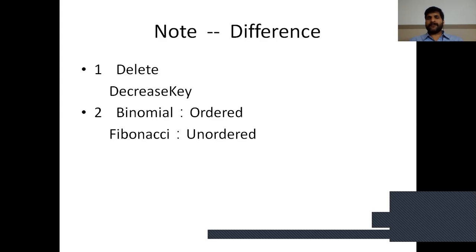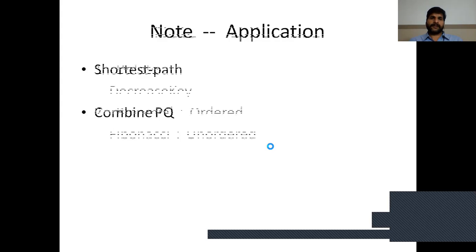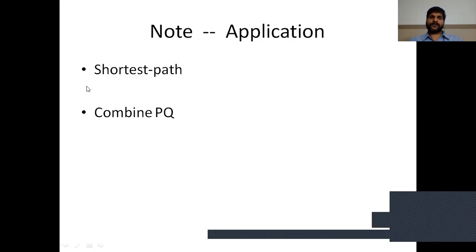Now the difference between binomial heap and Fibonacci heap. In a binomial heap, we delete the key, while in the Fibonacci heap, we decrease the key. The binomial heap is in the form of an ordered tree, while the Fibonacci heap is an unordered tree. Application: binomial heap is used for finding the shortest path, and the Fibonacci heap is used for the combined PQ.